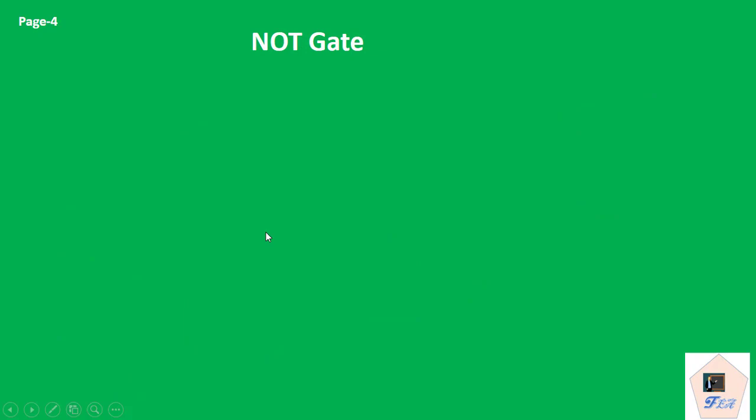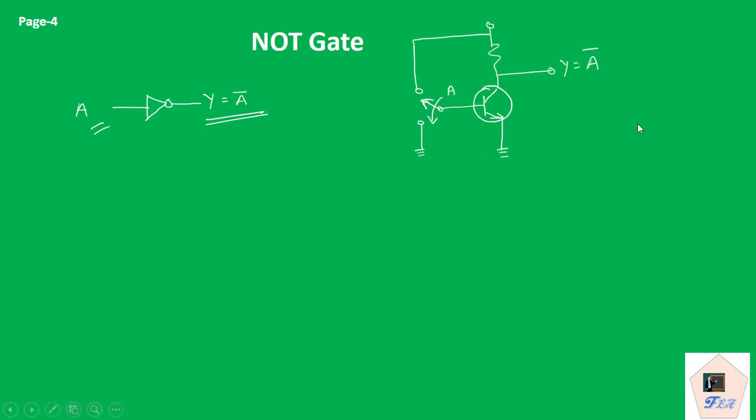So next is the NOT gate. Now the NOT gate is the only gate where we have a single input, and the output we are getting is the complement of it. So here the combination is, we have only one transistor, and if the input is connected to the ground, we'll be getting a high state output. So this is plus VCC. So Y equal to A bar.